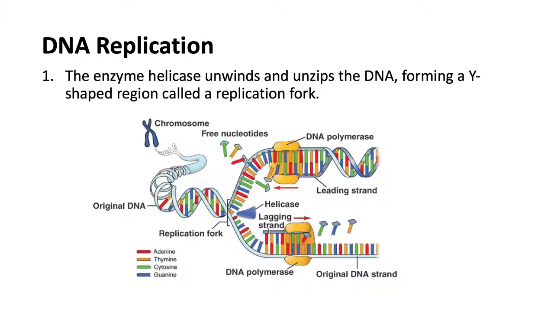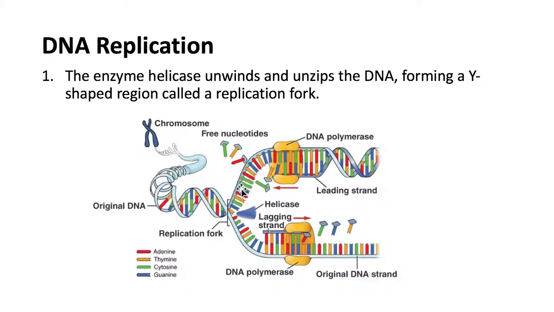DNA replication happens in 3 simple steps. So the first thing that happens is the DNA double helix has to be unwound, and then it has to be unzipped. And the enzyme that helps do this is an enzyme called helicase. And you can see the helicase right here has separated the 2 DNA strands from each other. So if you remember, the 2 strands were held together by hydrogen bonds, which were weak enough that helicase was able to come in and separate the 2 strands from each other.